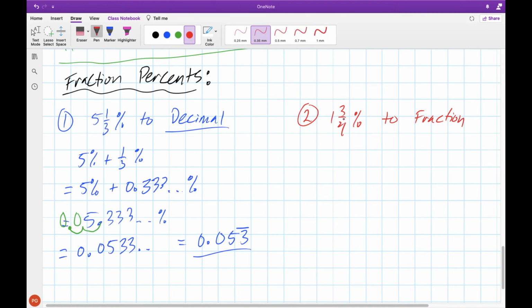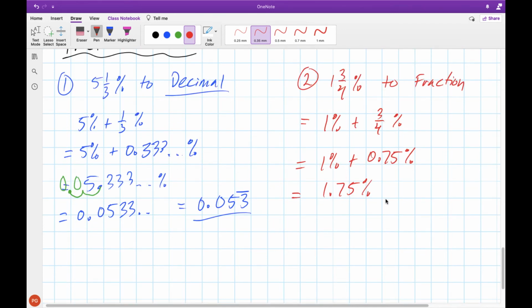If we want to turn a fraction % into entirely just a fraction, no more percentage, we start off with the same idea. This is like 1% plus 0.75%. So here we can plug this part into our calculator. We'll get 0.75%. So this is the same as 1.75%. Now that we have this as a percentage, we can turn this straight into a fraction by remembering a percentage is the same as the number out of 100. But now what we need to do is get rid of this decimal on top.